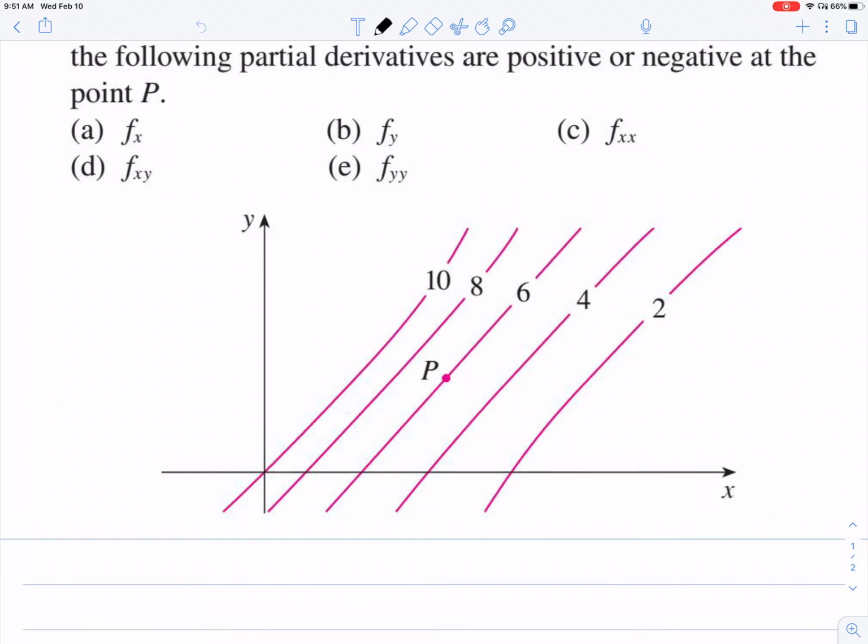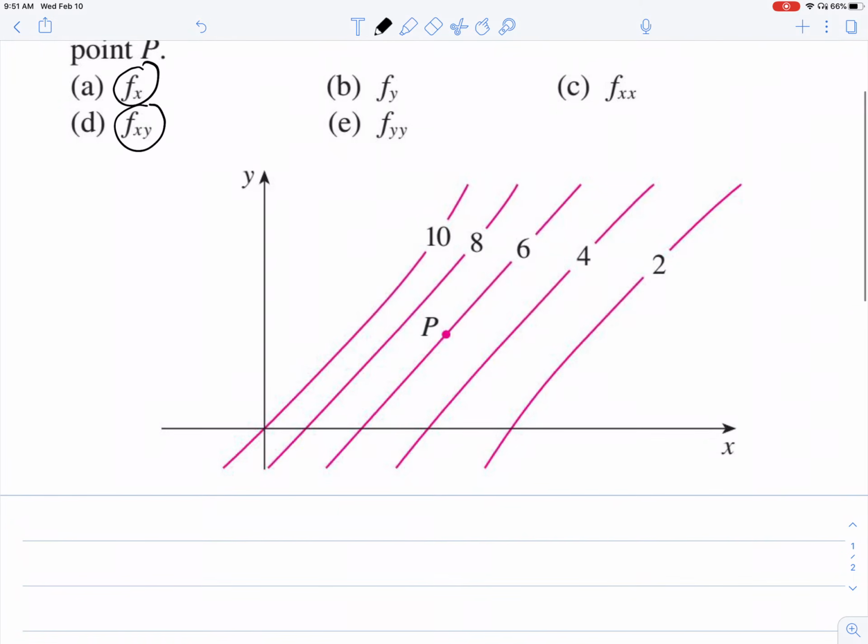Let's look at this problem again. We are going to try to estimate the sign of these derivatives. One is f_x, and the other one is f_xy. So let me make sure that we explain this one really clearly. So what is f_x?